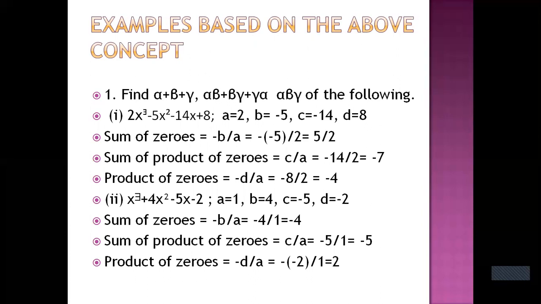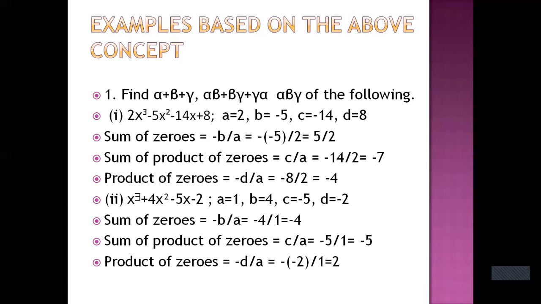Now the sum of zeros, directly from the coefficients, the formula is minus b by a, so that is equal to minus of minus 5 by 2, because the b value is minus 5 and the formula is minus b by a, that is equal to 5 by 2. Now the sum of product of zeros, the formula is c by a, that is equal to minus 14 by 2, that is equal to minus 7. The product of zeros is equal to minus d by a, that is equal to minus 8 by 2, that is equal to minus 4.